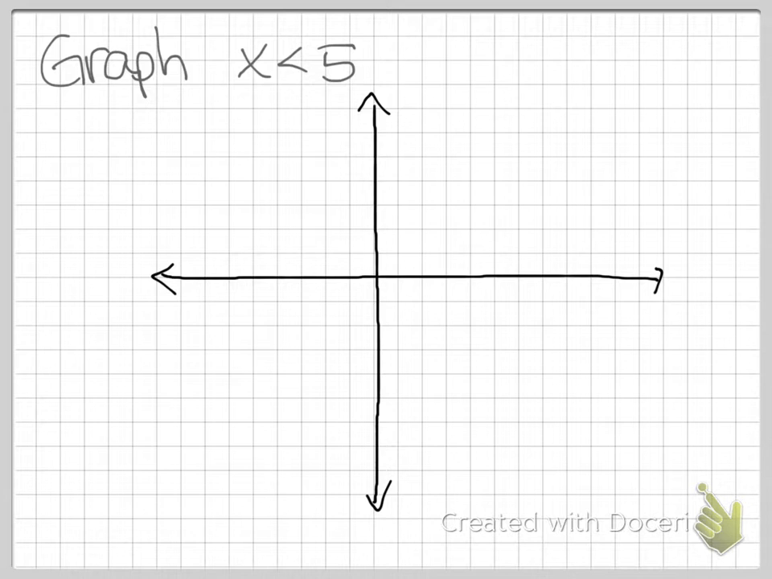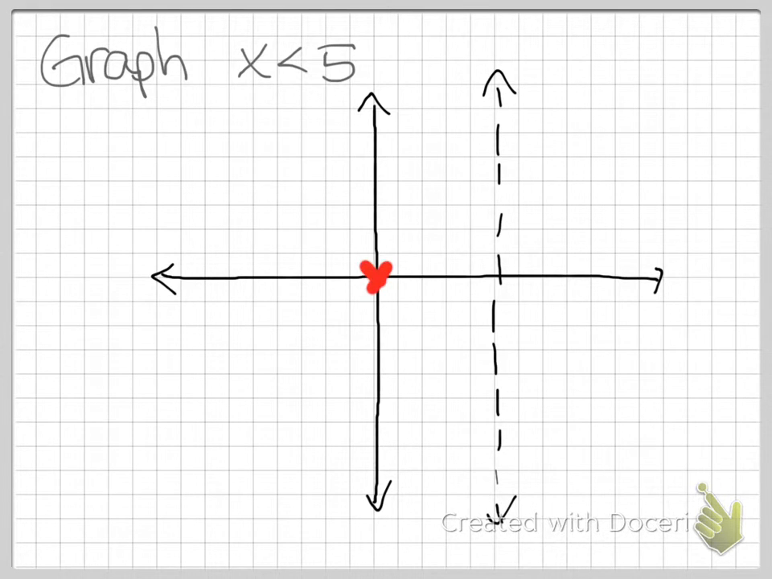So now let's go ahead and graph the line x is less than 5. So the first thing we need to do is graph the line x equals 5. And if you recall that x equals 5 is a vertical line, so the first thing we're going to do is draw a vertical line. And we're going to draw a vertical dashed line because it's not less than or equal to, it's simply less than. And so then we would typically pick a test point.